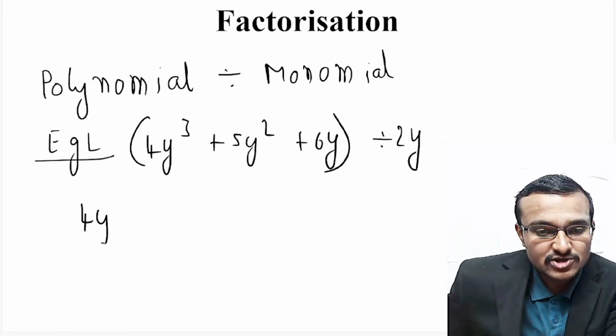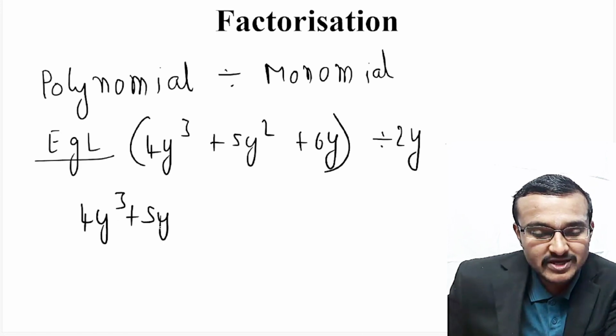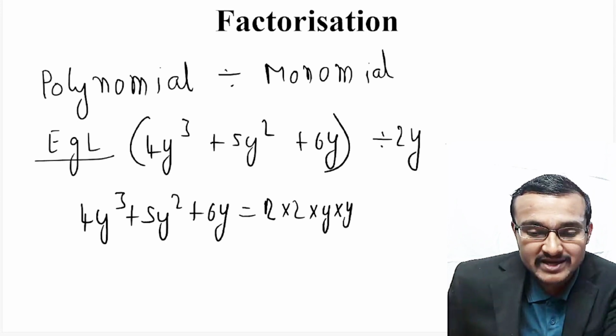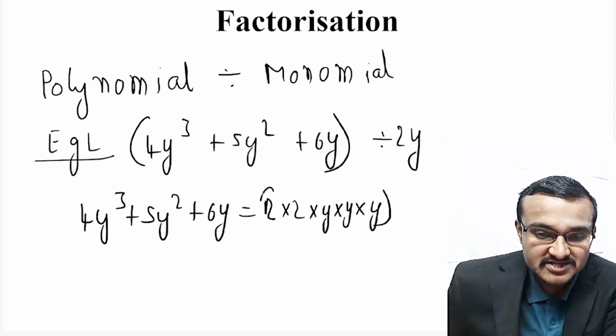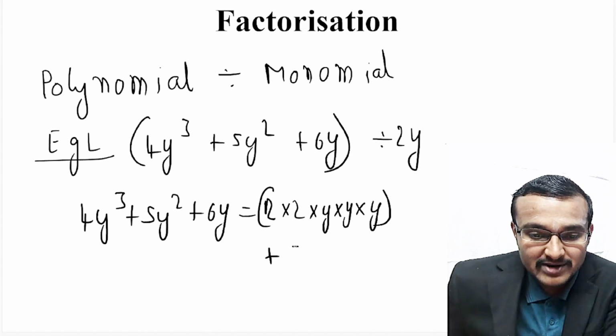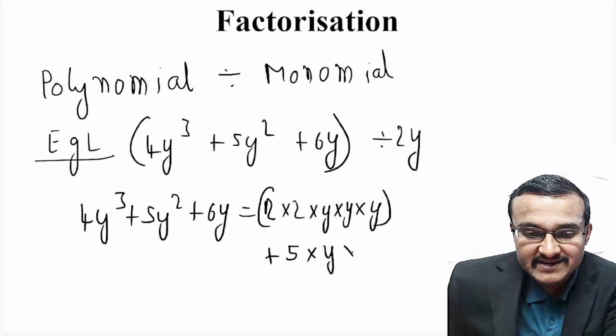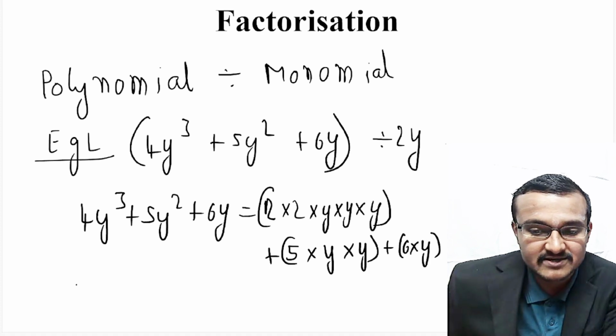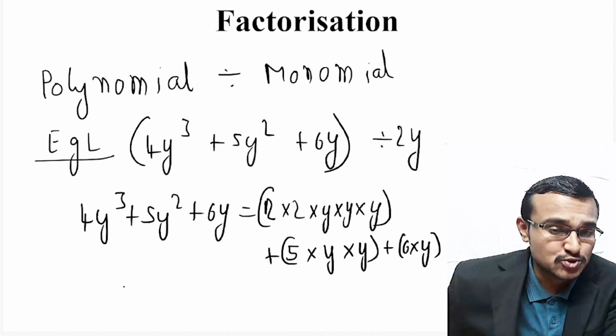So 4y cube plus 5y square plus 6y can be written as: 4 can be written as 2 into 2, y cube can be written as y into y into y. So this is the first term. Plus 5y square can be written as 5 into y into y, this is the second term. 6y can be written as 6 into y, this is the third term. And 2y can be written as 2 into y.